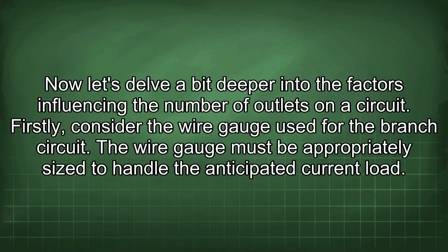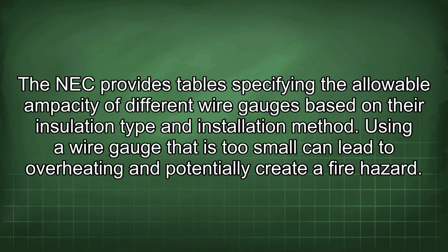Now let's delve a bit deeper into the factors influencing the number of outlets on a circuit. Firstly, consider the wire gauge used for the branch circuit. The wire gauge must be appropriately sized to handle the anticipated current load. The NEC provides tables specifying the allowable ampacity of different wire gauges based on their insulation type and installation method. Using a wire gauge that is too small can lead to overheating and potentially create a fire hazard.